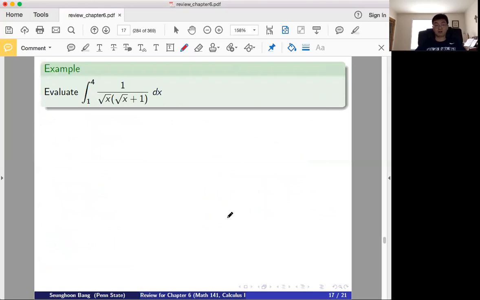How can you solve it? Do you have any idea? Could you use a formula? Is an integral formula possible or not? For 1 over the square root of x times the square root of x plus 1 dx, we don't have a formula. Is u-substitution possible or not? What do you think? Is it possible?